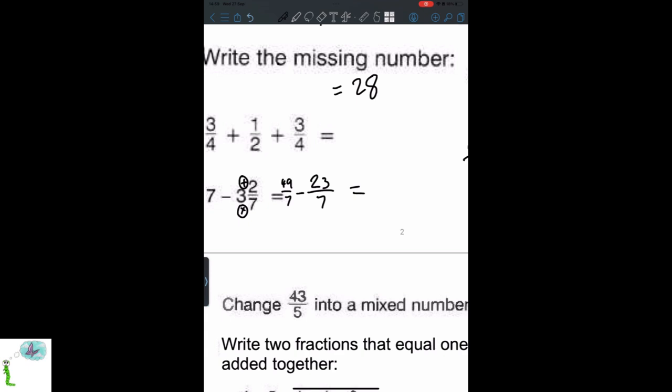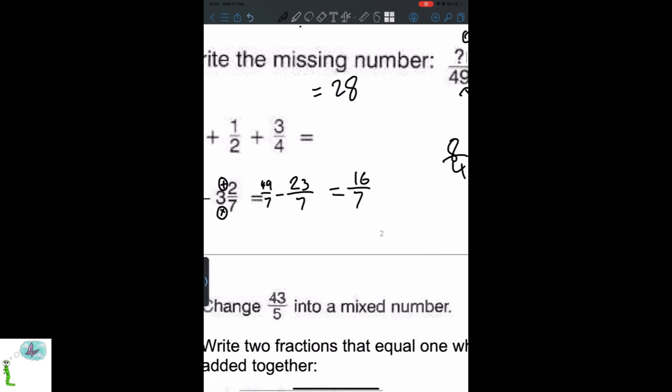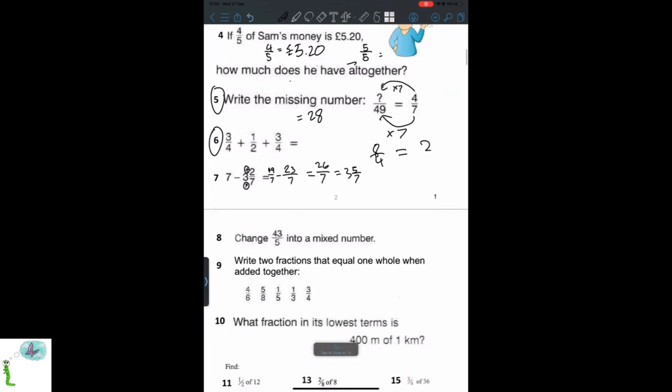And the answer we're going to get is 16 over 7. And then if you simplify that into a mixed fraction again, which you don't have to, sorry, it should be 26. 26 over 7, 26 over 7. And what you'll get is 3, 5 over 7. Bosh.